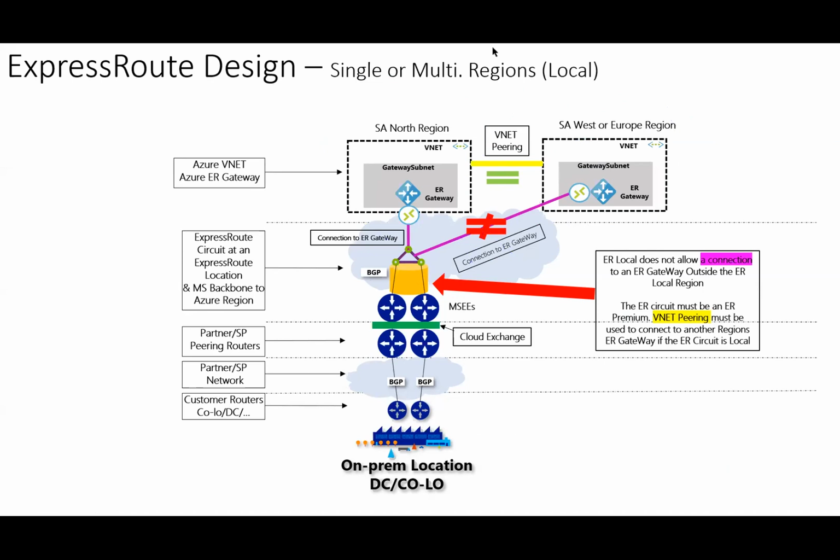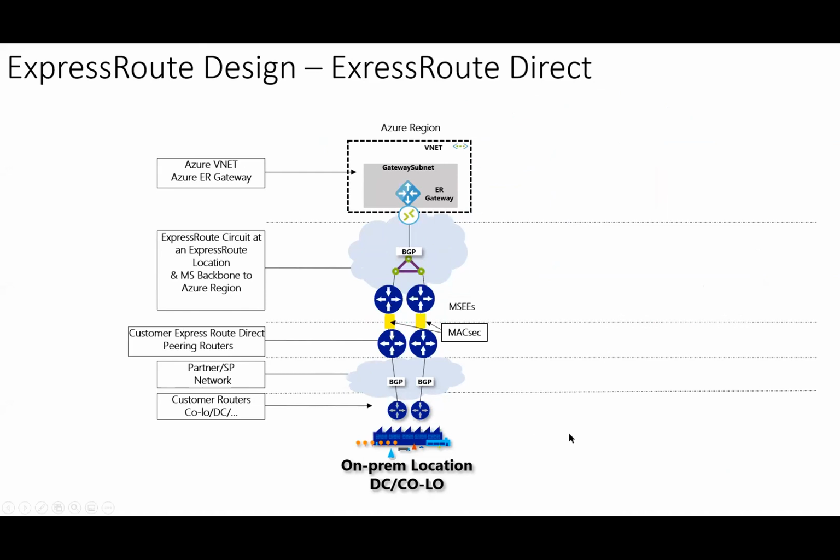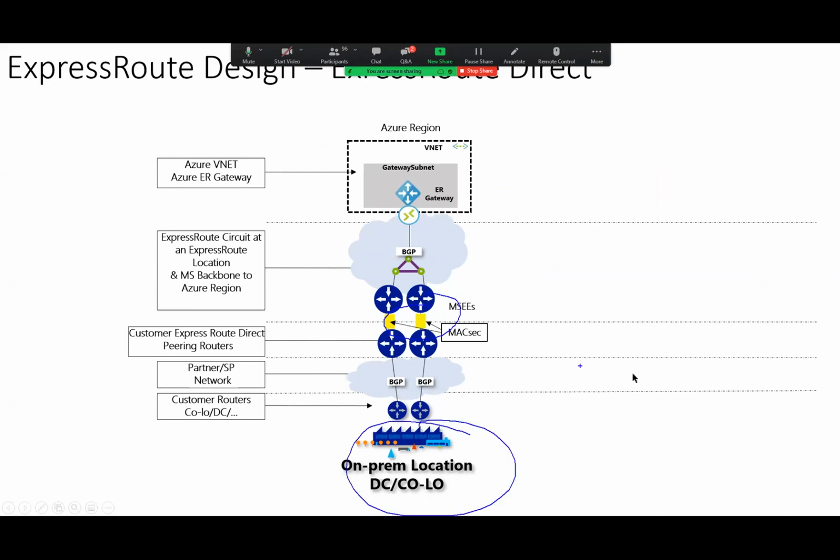Get this out the way. Cool. And any questions, just fire away. ExpressRoute Direct, here it is. That's encryption between those two, MACsec, and the customer connects here straight into his region.